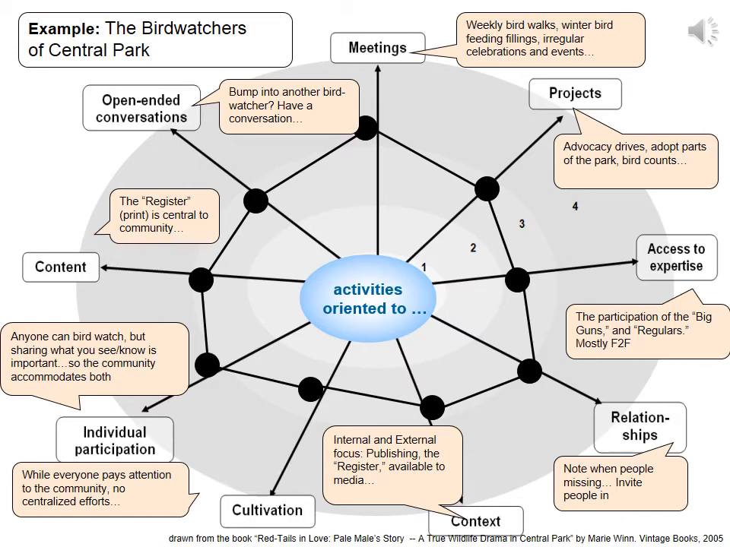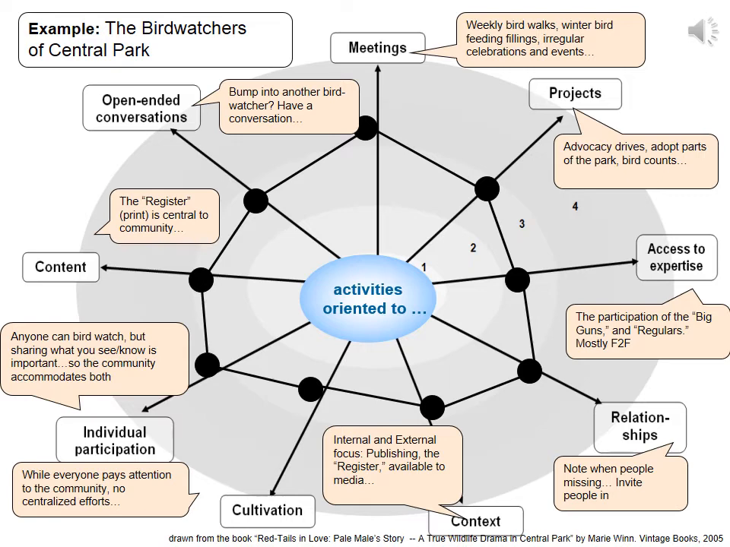And so they're a very diverse community, and the meetings are really their most important activity, because people get together for weekly bird walks or daily bird walks or feeding, filling up bird feeders. There may be irregular celebrations and larger events, but that's the daily happening. There isn't really any open-ended conversation that happens with everybody, but people bump into each other and have an informal conversation. They sometimes have projects. They certainly are interested in relationships, but you can see it as a large and diverse community. There are many different things they do, and the way they do them is different.